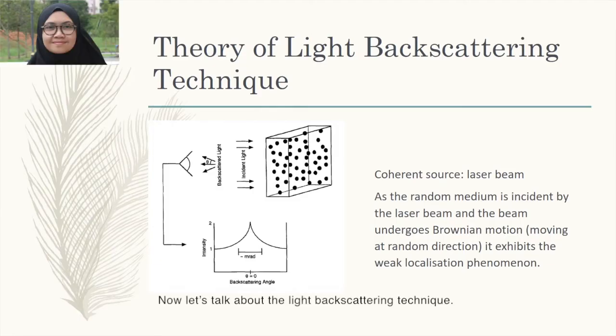Now let's talk about the light backscattering technique. This technique is used in the measurement of real-time particle size, and I'll be explaining briefly the theory of light backscattering. So this technique uses a coherent light source, which in this case is the laser beam. Here you can see the light source, and here is your sample medium, which we call a random medium. As light is incident towards the random medium, the laser beam undergoes Brownian movement. In this random direction movement, it exhibits the weak localization phenomenon.